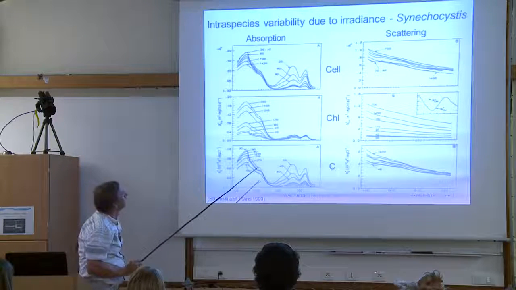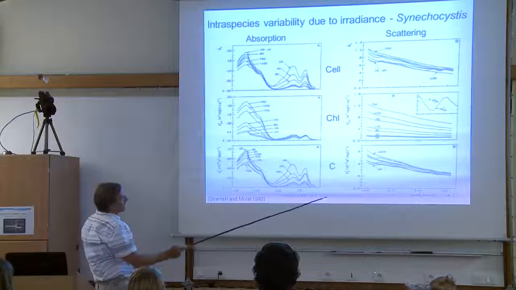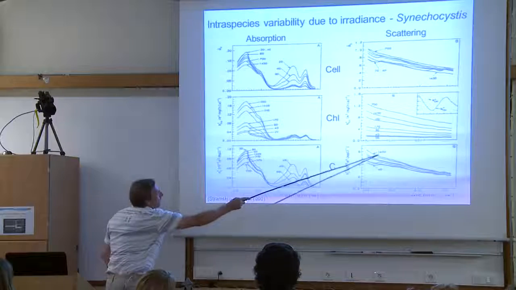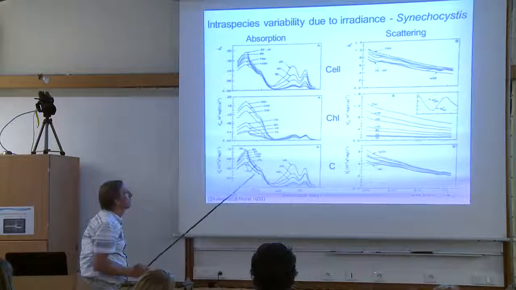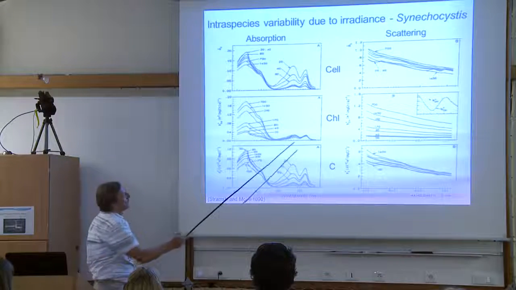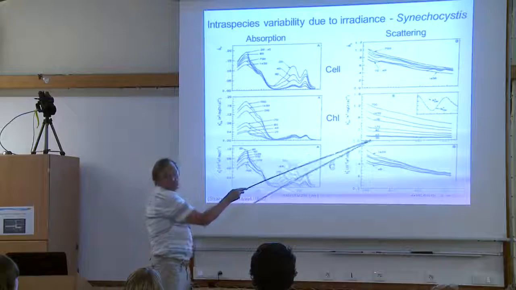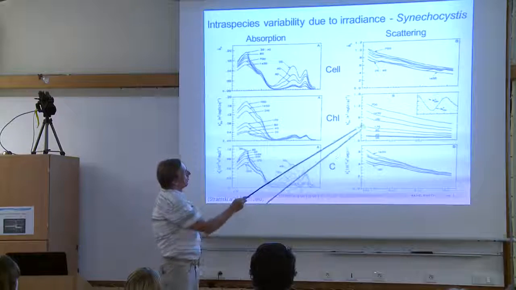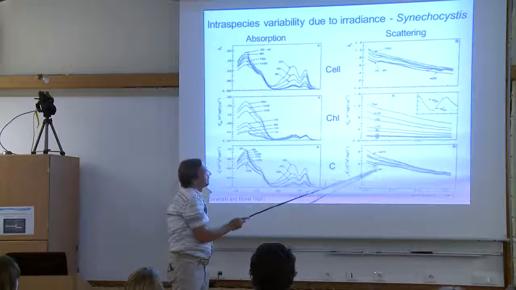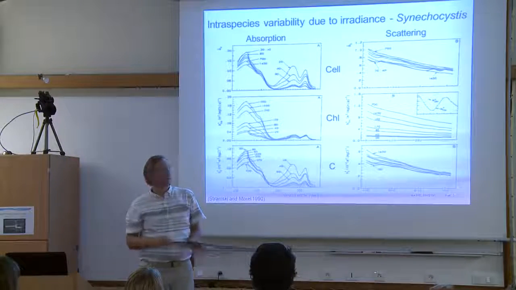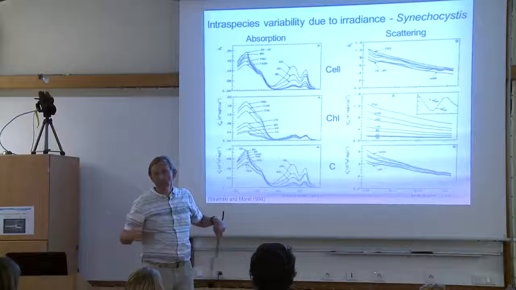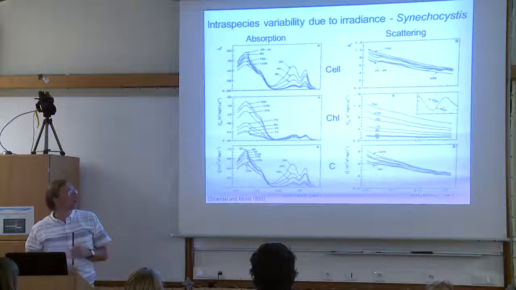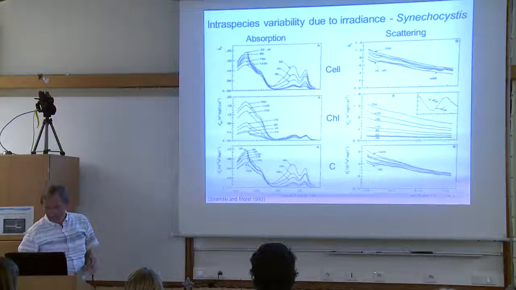What else? For example, in terms of carbon-specific coefficients, you can see that we reduce the variability quite significantly compared to chlorophyll normalization. That actually was one of the early results that led us to believe that scattering can be a proxy for the amount of carbon in biological particles.